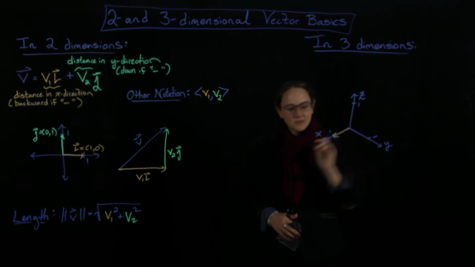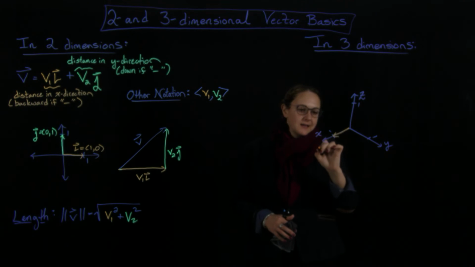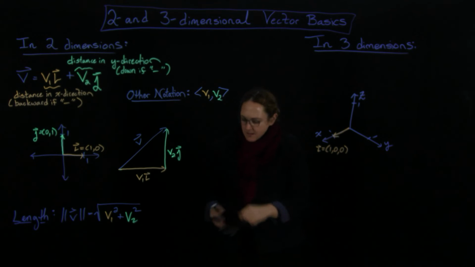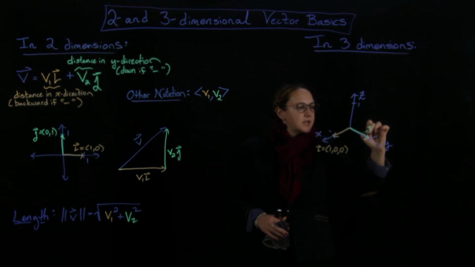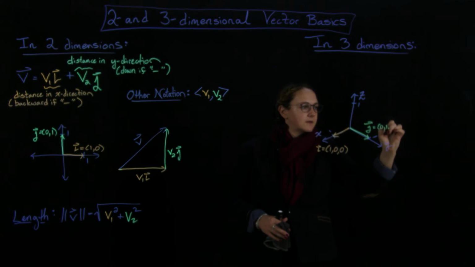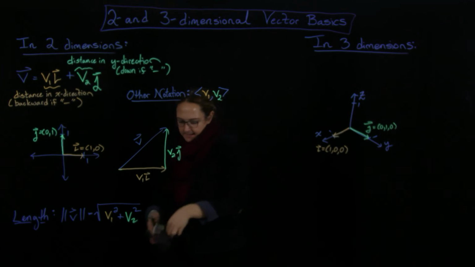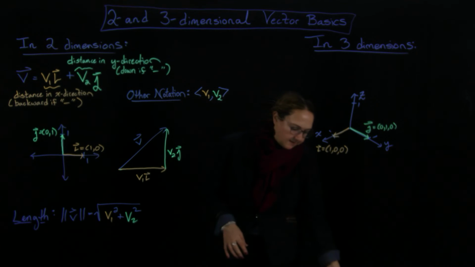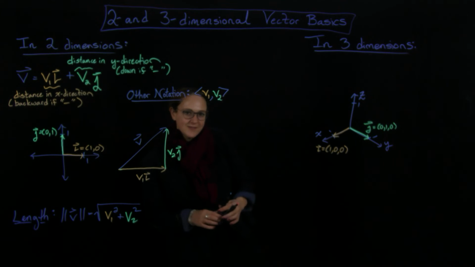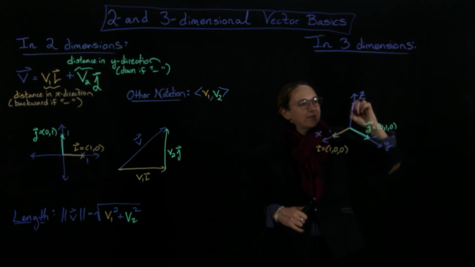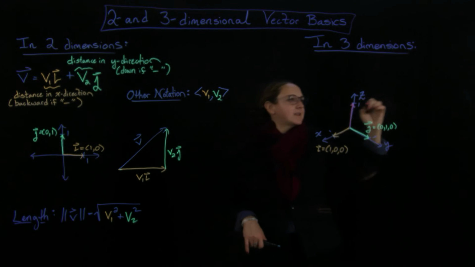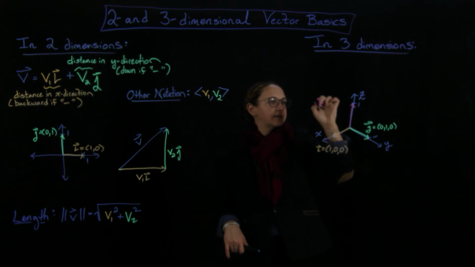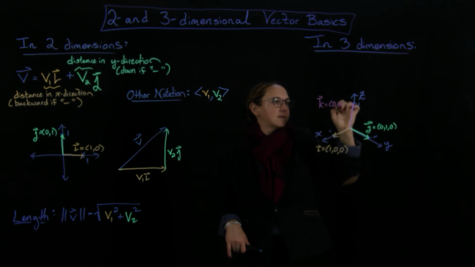So the one that goes in the x direction here is i. So this is i, which now has to have 3 coordinates. So it looks like this. And then my j, like this. So this is j equals 0, 1, 0. And then I have my k. I'll put it over here. k equals 0, 0, 1.